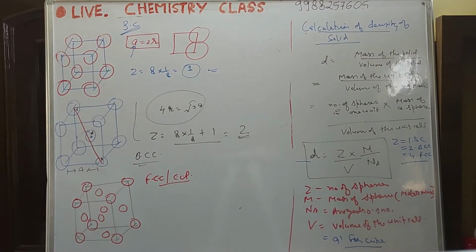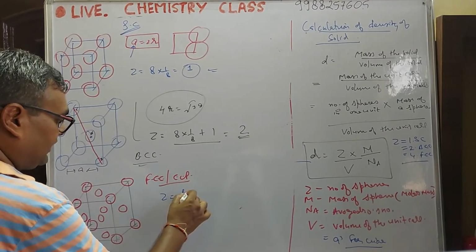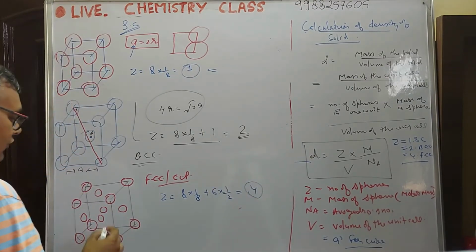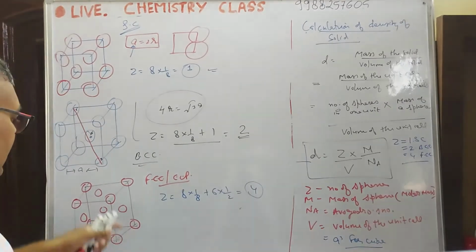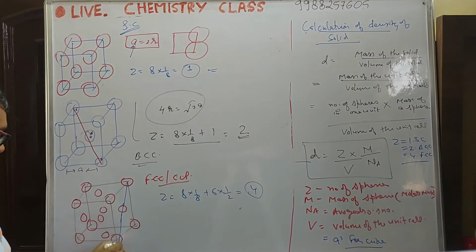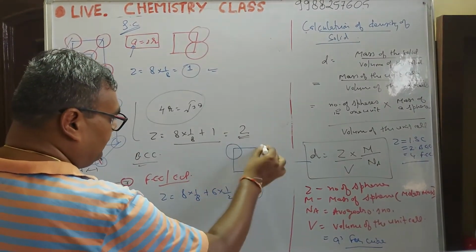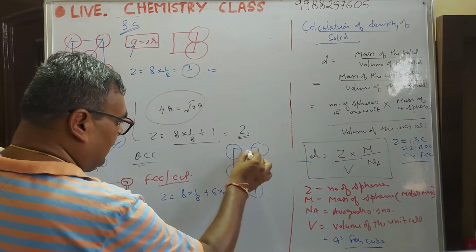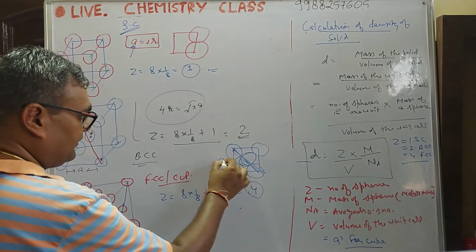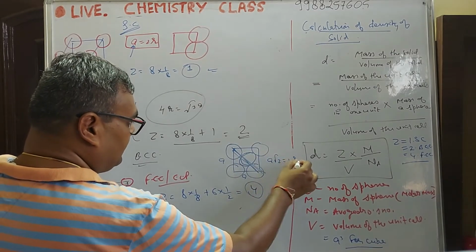In this case, the value of Z, total number of spheres in one unit cell, we can find out 8 by 8 at corners, 6 by 2 at face centers, so we get 4. And if we talk about the relation between edge length and radius, here the spheres are touching each other along the face diagonal. This is the face diagonal like this. This length, if this is a, this one is a root 2 and it should be equal to 4r.